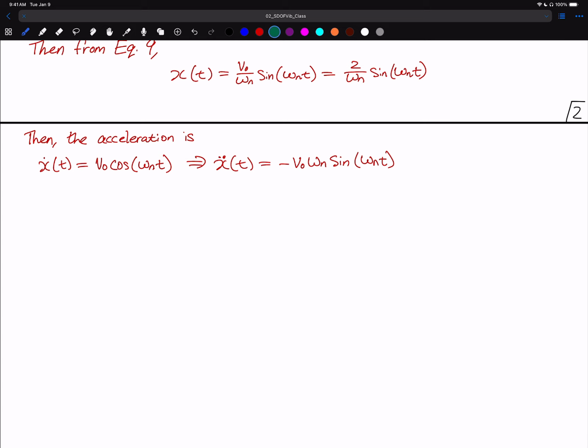And one thing to note is that x double dot will generally be equal to minus omega squared times the displacement. This will generally be true, and that should be omega n.